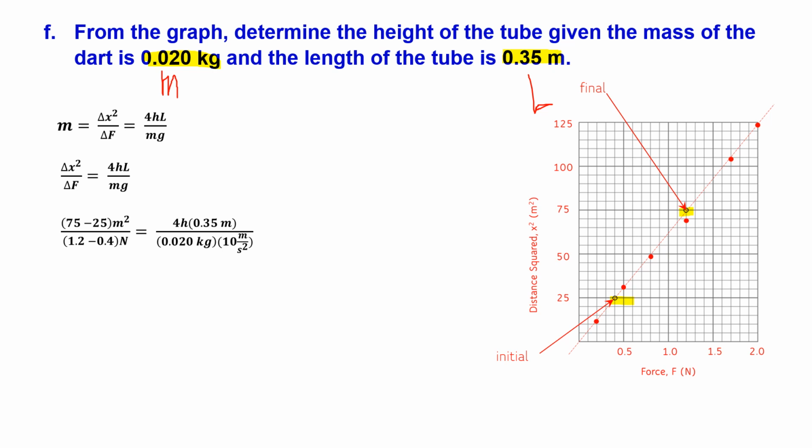And then just for the sake of showing the units, 4 times h times 0.35 m, which is your L from the equation, 0.02 kilogram is your mass, times 10 meters per second squared as the value of g. Now, simplifying it further, it will give us an answer of 8.75 meters.